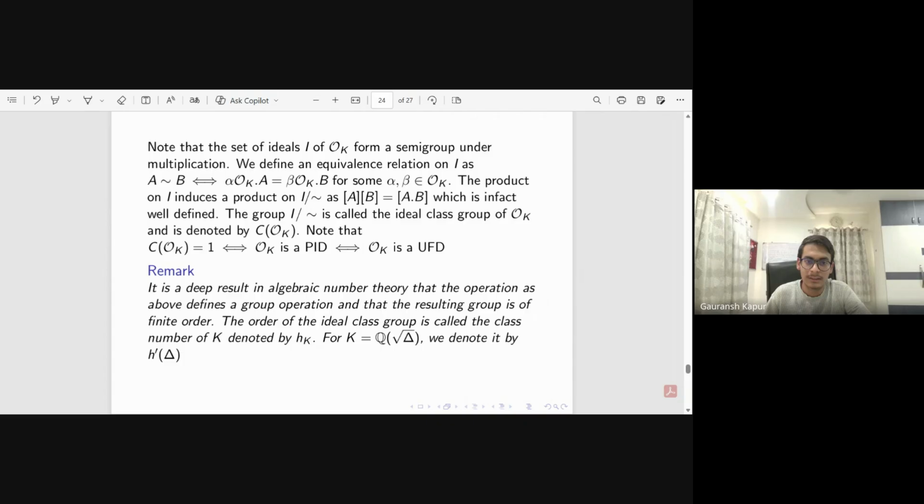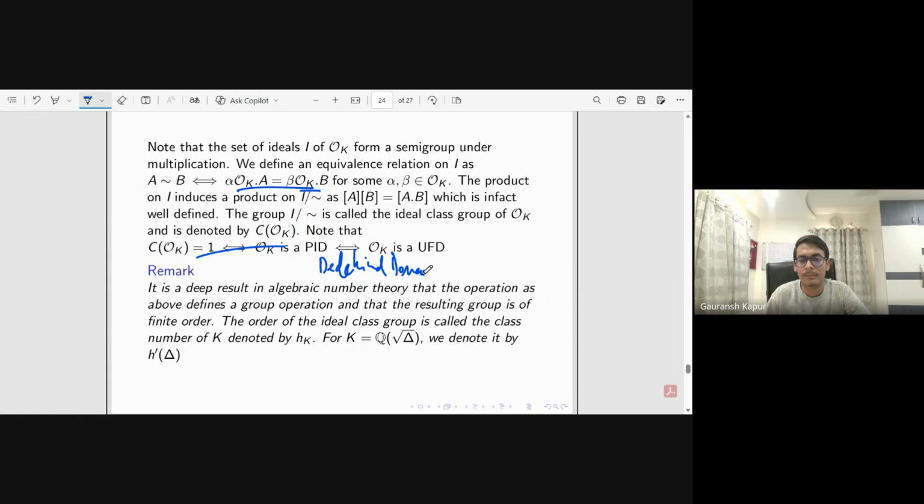The catch is that this is actually a group. It defines a group operation, which is not trivial to check. And you can also show that this class group being trivial means that every ideal is principal here. So this is clear. And OK is actually what is called a Dedekind domain. And in such domains, the property of being a PID and a UFD is actually the same. So we get this equivalence.